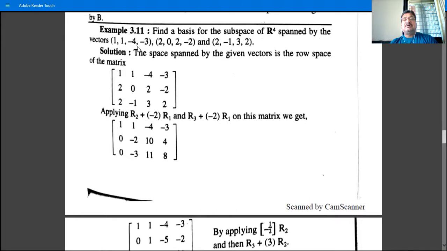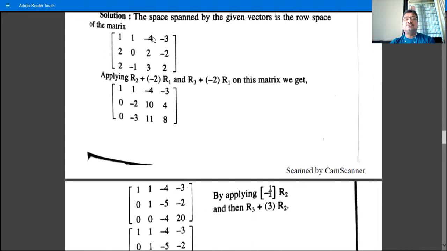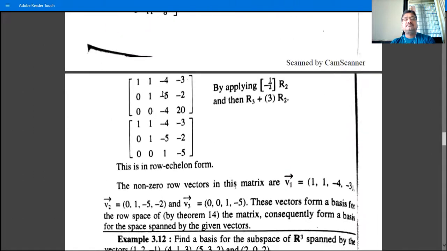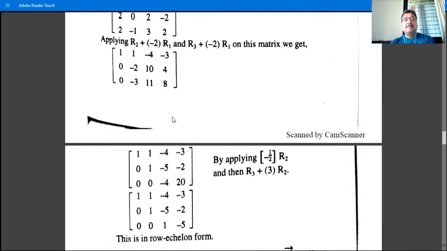So form the matrix whose rows are these three vectors, and then find the basis for the row space of this matrix. In order to find it, we have to reduce this matrix to row echelon form. So we have to reduce these 2s to 0. So R2 minus 2 R1, R3 minus 2 R1. We have this matrix. Then we have to reduce this minus 2 to 1. So minus 1 half R2 is the operation.